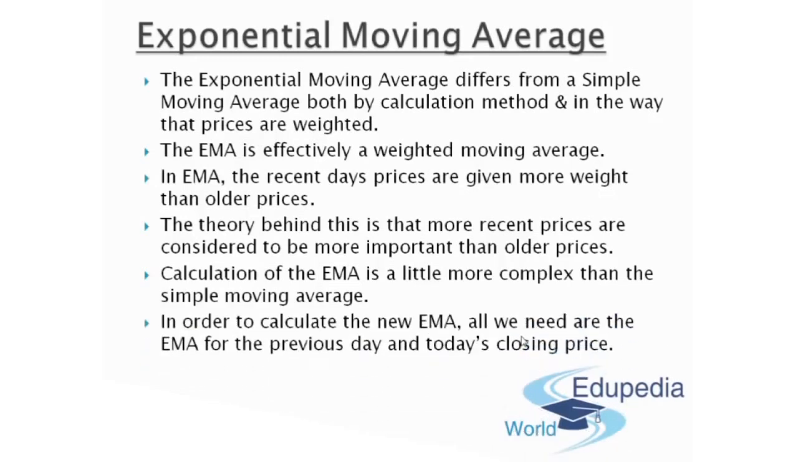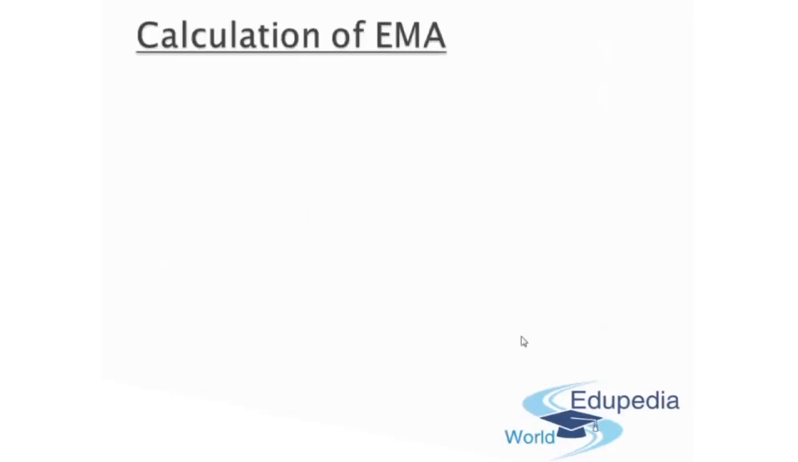In order to calculate a new EMA, all we need are the EMA for the previous day and today's closing price. That's how we can easily compute the new exponential moving average on the basis of the previous day's exponential moving average and today's closing price. Now you'll be thinking about how that can be done. Surely it can be done, and we'll discuss it in my next slide, the calculation of exponential moving average.